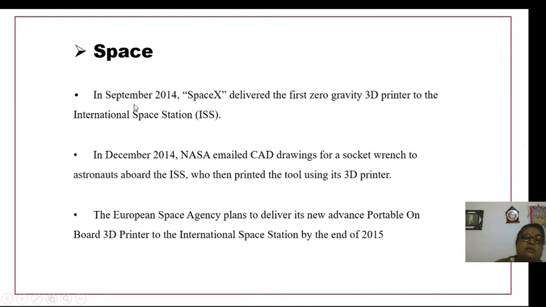In space, we are using 3D printing. The first zero gravity 3D printer is used in the ISS, that is the International Space Station. And during 2014, NASA emailed CAD drawings for a socket wrench to astronauts aboard the ISS, who then printed the tool using its 3D printers. The European Space Agency also plans to deliver its new advanced portable onboard 3D printer to the International Space Station by the end of 2015.